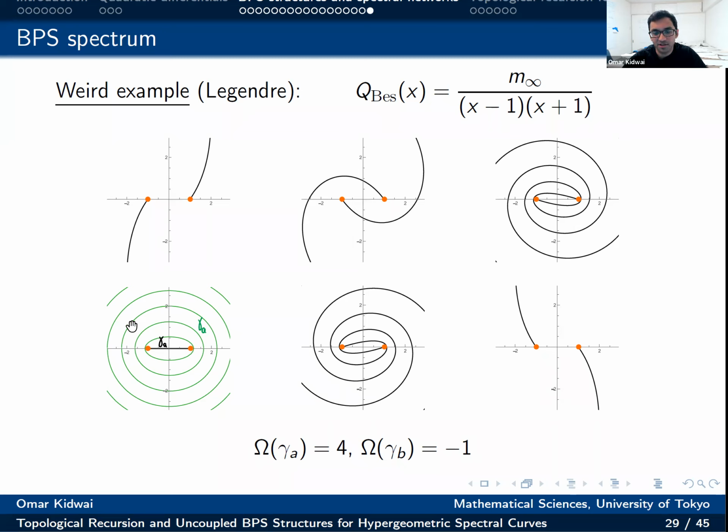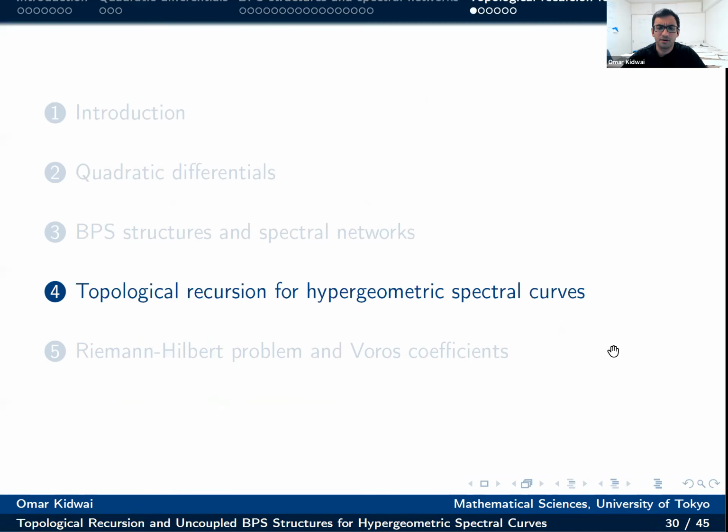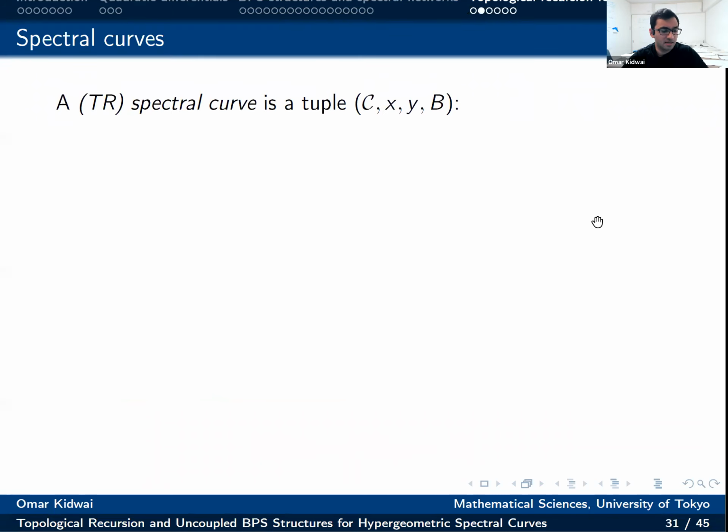Here I've plotted the foliation as well in green, and so I get compact leaves surrounding the degenerate saddle trajectory. I can lift both of these to the cover, and I get 2 different homology classes, and I assign them +1, +4, and -1 according to my yoga. I'm low on time, so I don't want to tell you what TR is.